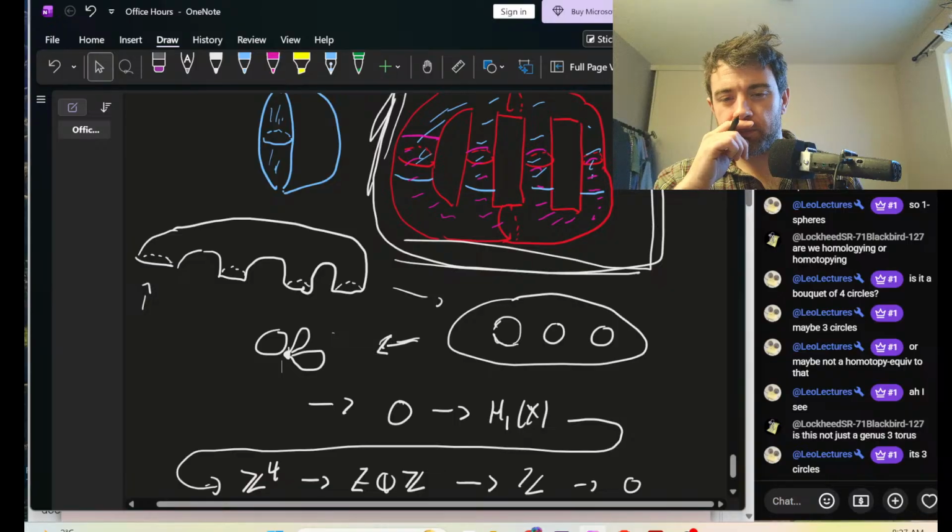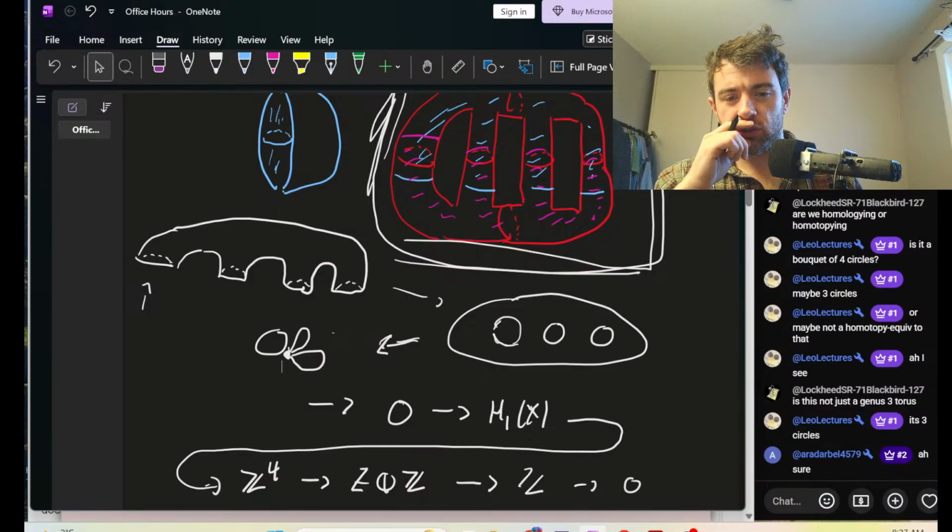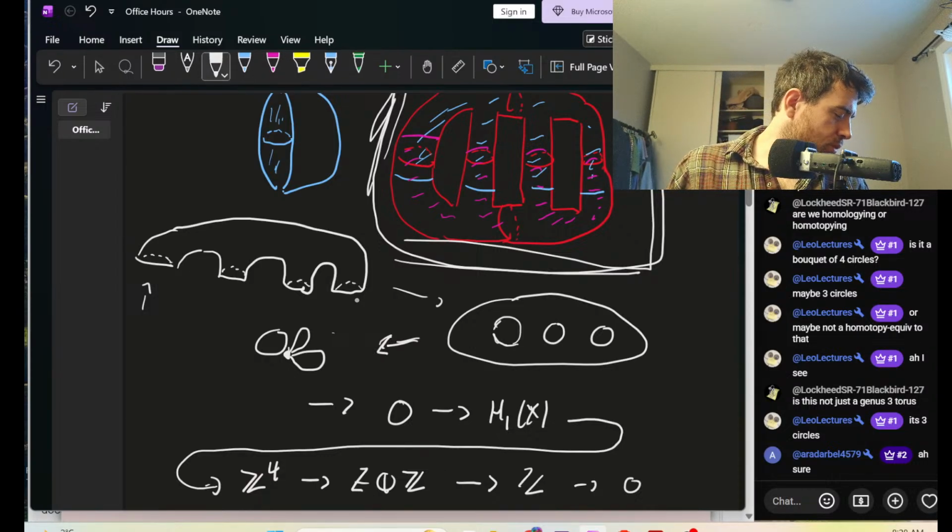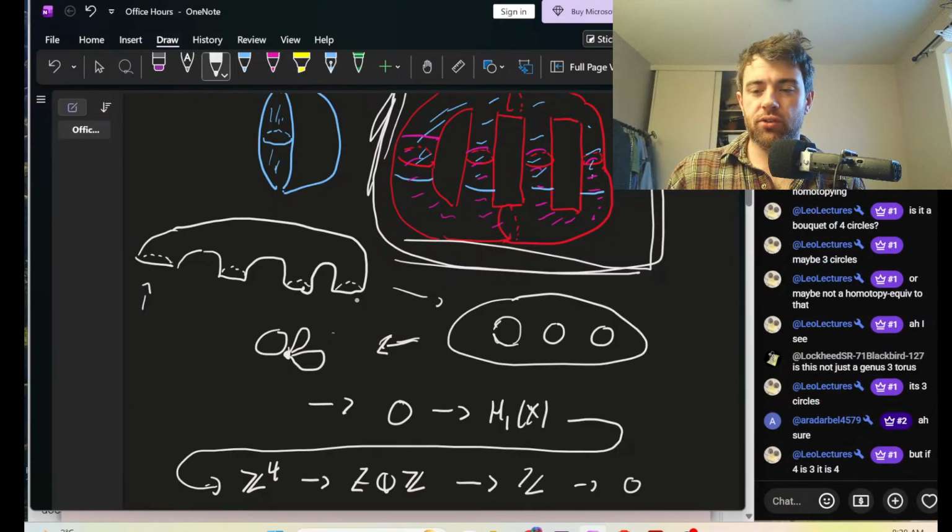But how does that help us with computing? Oh, I guess that does tell us that H1 is, what's the wedge of circles? So is it the sum? Is it Z3? But if 4 is 3, it is 4.